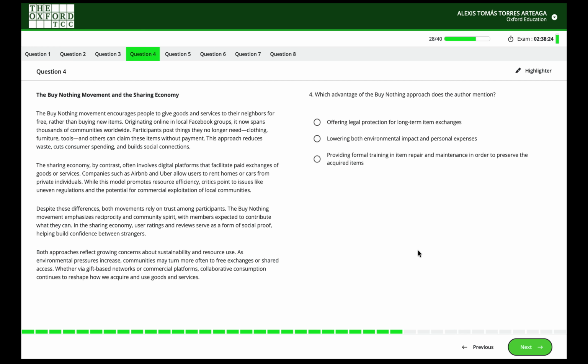Which advantage of the Buy Nothing approach does the author mention? Offering legal protection for long-term item exchanges, lowering both environmental impact and personal expenses.